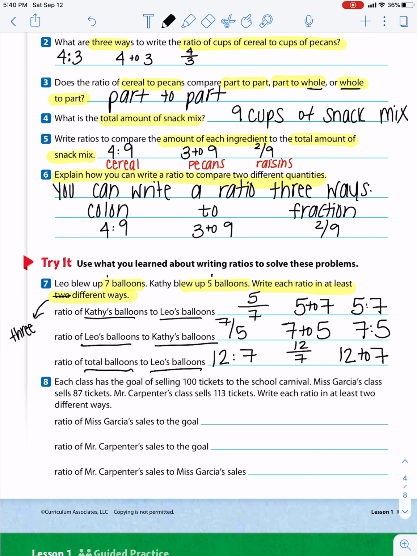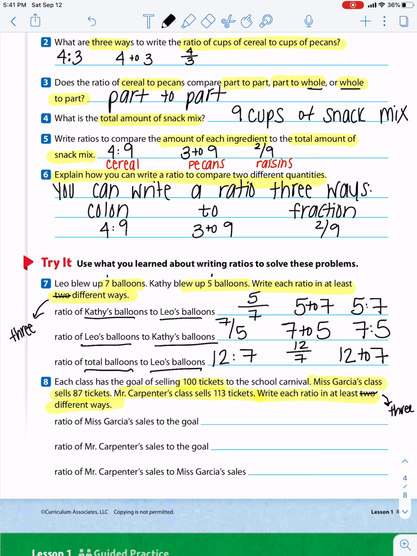Our next and final problem says that each class had the goal of selling 100 tickets to the school carnival. Miss Garcia's class sells 87 tickets. Mr. Carpenter's class sells 113 tickets. So we need to write this ratio in at least 2 different ways. And I want us to write it all 3 ways again.